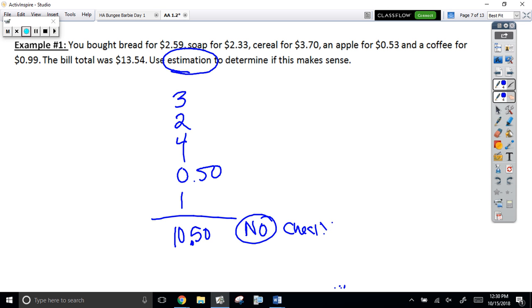Uh-oh, it's going to crash. Okay, so it does not make sense. We would want to check the bill and actually re-add everything.